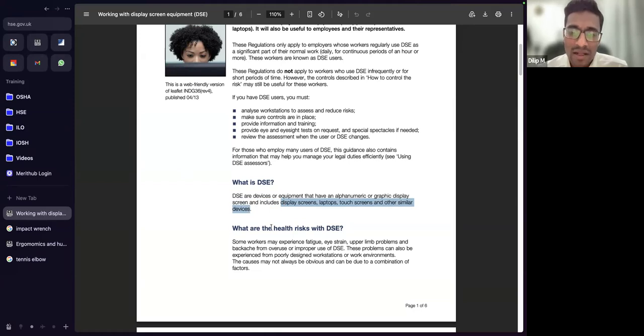Okay. So what are the health risks with DSE? People experience fatigue, eye strain, upper limb problems, and backache. And the contributing factor is from overuse. So using them continuously for long hours with infrequent breaks, and also improper use where they are maintaining a poor posture when sitting and working with DSE. Okay. So these problems can also be experienced from poorly designed workstation or work environment.